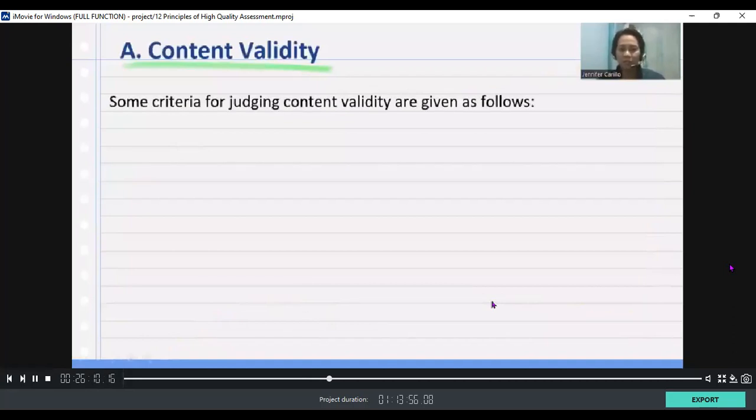Some criteria for judging content validity are given as follows. Okay, pause na to kay may message.